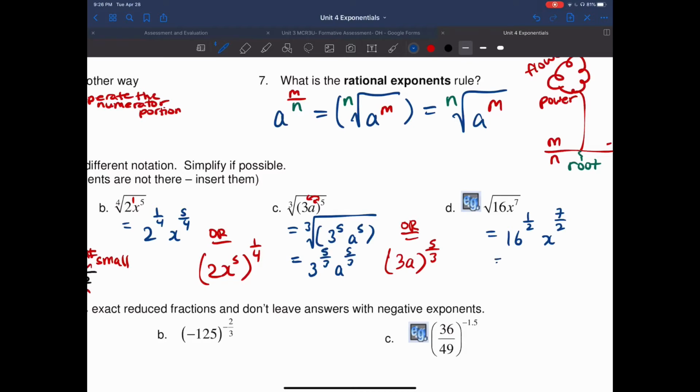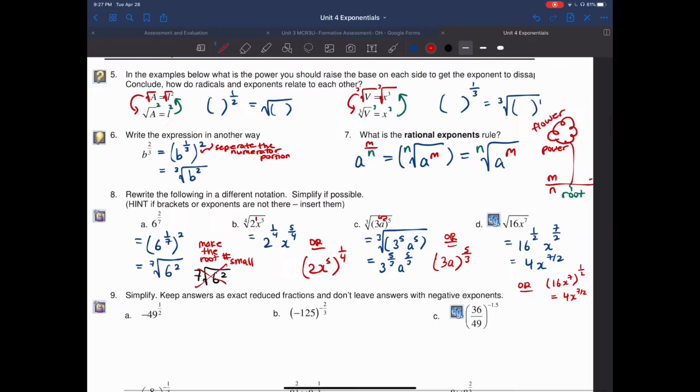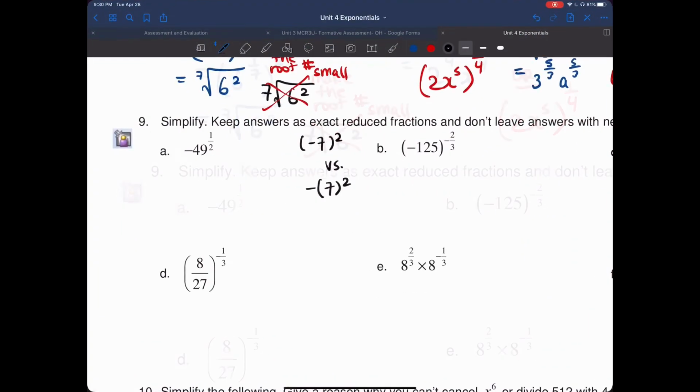But what I notice is that if I have the square root of 16, or 16 to the exponent of 1 over 2, keep in mind that 16 is a perfect square, and therefore I actually have 4x^7 over 2. And another way I could have written it is 16x^7 all to the exponent 1 over 2, but this again simplifies, so then I would have gotten 4x^7 over 2 anyways.